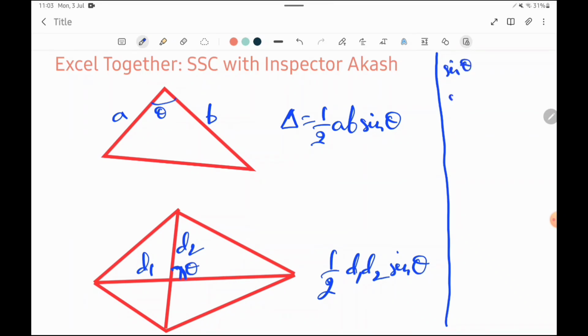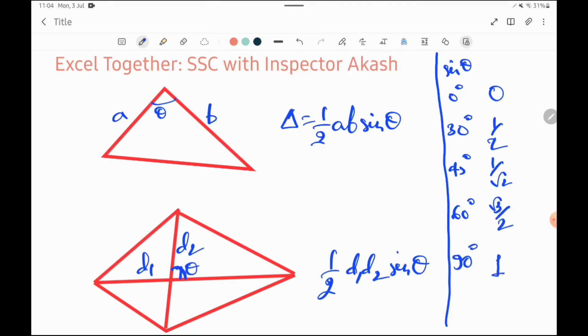theta for 0 degree, 30 degree, 45 degree, 60 degree and 90 degree. So sin 0 degree is 0, 30 degree is half, this is 1 by root 2, this is root 3 by 2 and this is 1.